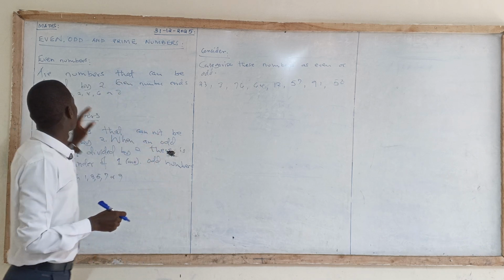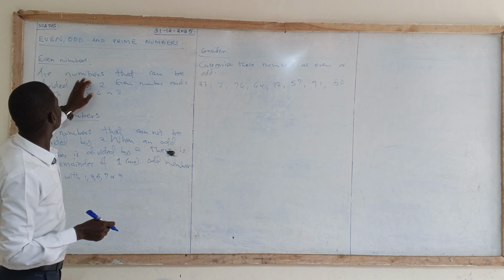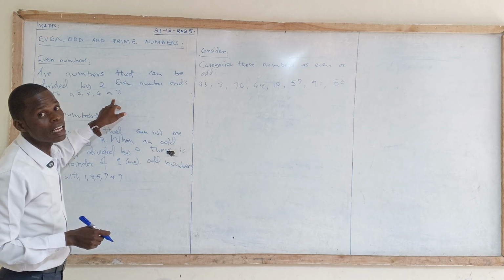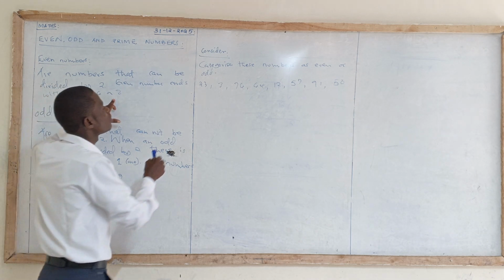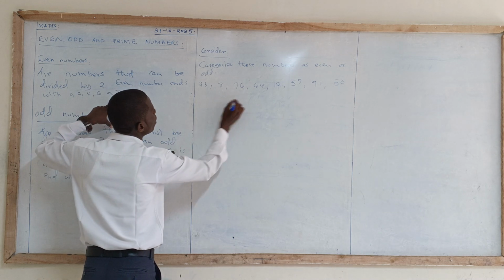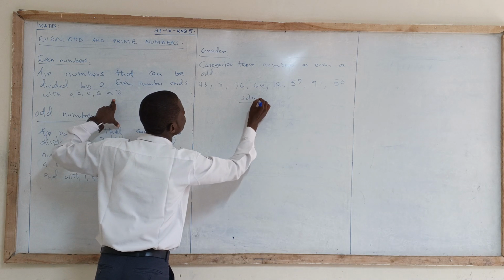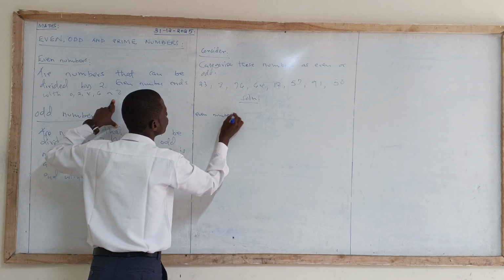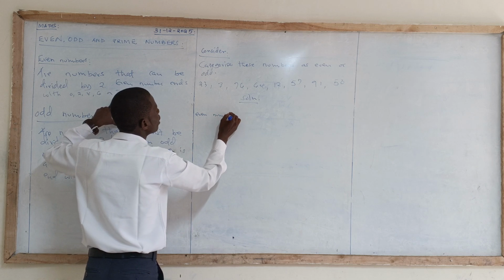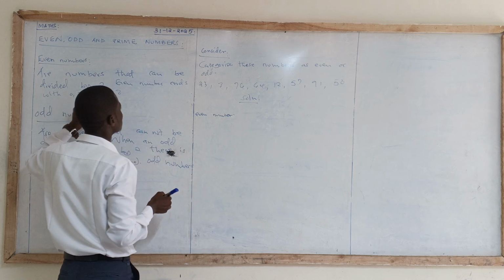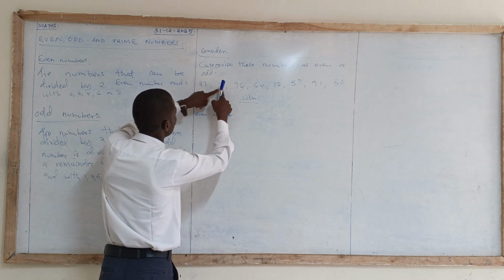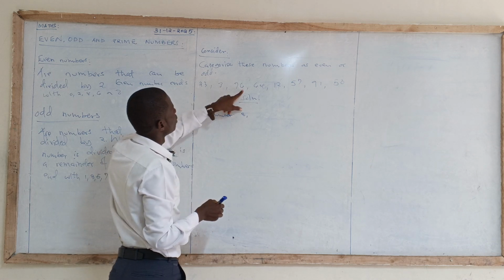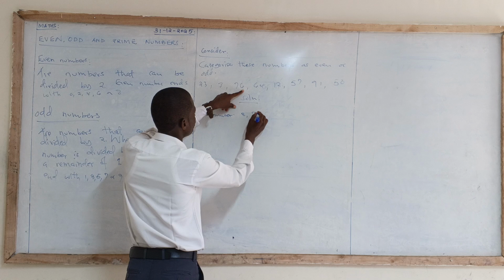So you come and say, if even numbers are numbers that can be divided by 2 and they end in these digits, what will you say? You say even numbers. Now, our solution. Start with even numbers. Any number that ends with these digits is an even number. This one, 8, is an even number. Another number, this one ends in 6. This is an even number.